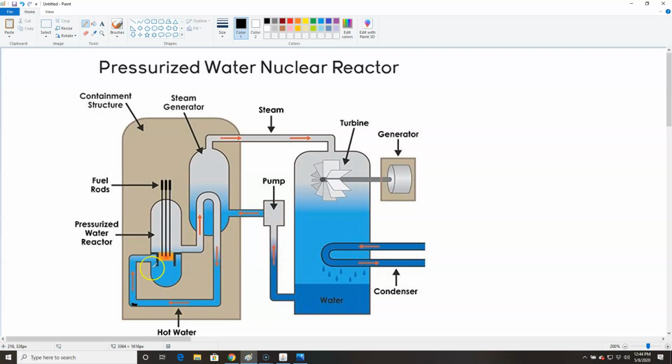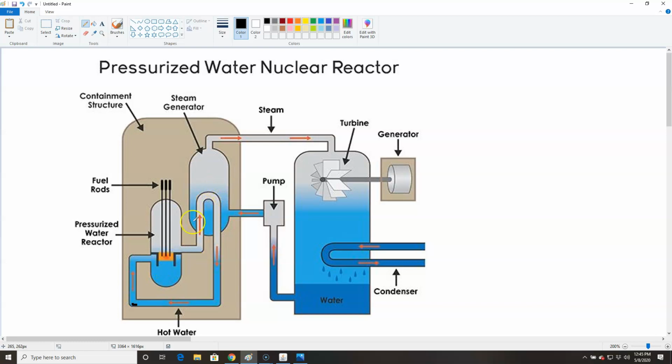Now what happens is, since this water is under pressure, I can actually heat it up above 212 Fahrenheit or 100 Celsius, and it still remains a liquid because it's under pressure. So I can get the water to be even hotter than our normal boiling point, which is exactly what I want to do. Why use water? Well, because water is great at taking heat away from objects. So the nuclear fuel rods are becoming extremely hot in this process, and that heat is then transferred to the water.